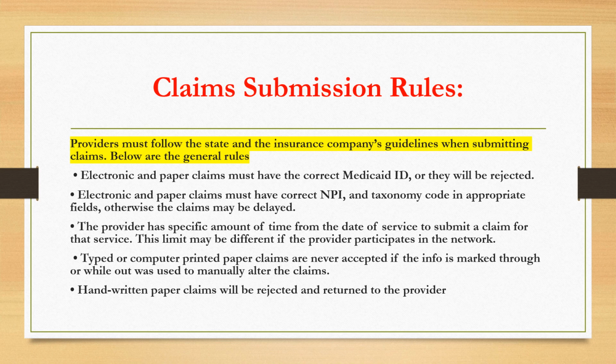Electronic and paper claims must have the correct Medicaid ID number or they will be rejected. Electronic and paper claims must have the correct NPI number. We already talked about the NPI number in our last video, and the taxonomy code in the appropriate field. We talked about taxonomy code right now, and otherwise the claim may be delayed. The provider has a specific amount of time from the date of service to submit a claim for that service. This limit may be different if the provider participates in the network.